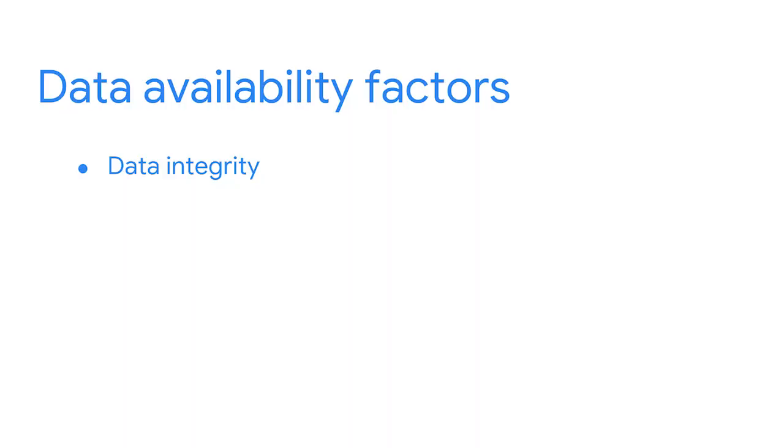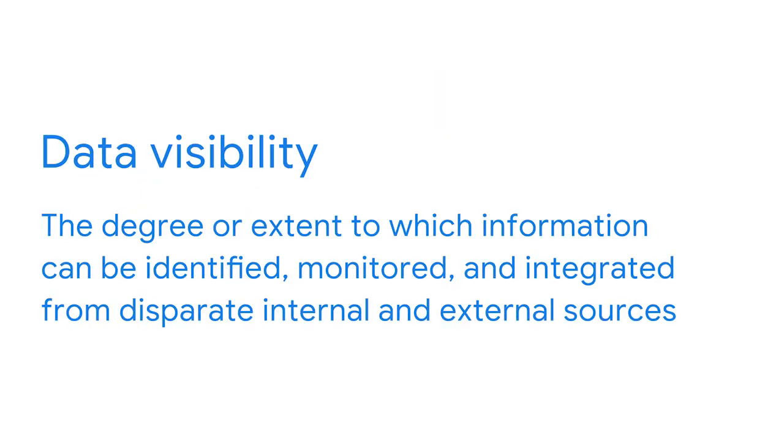The second data availability challenge has to do with visibility. Data visibility is the degree or extent to which information can be identified, monitored, and integrated from disparate internal and external sources. For instance, employees working in a company's operations department might have no idea what data is stored in the communications department. Or someone working in the logistics unit might have data files that contain lots of great information, but no one else even knows they exist.